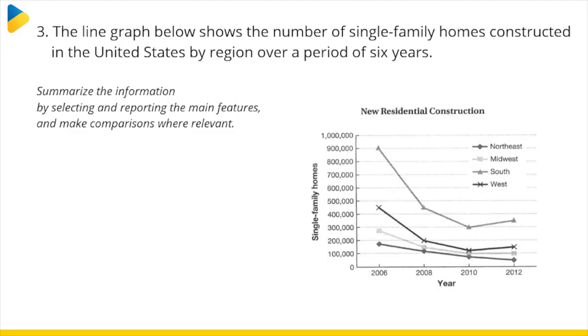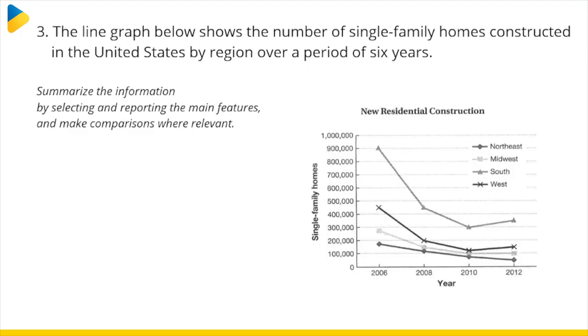The line graph below shows the number of single-family homes constructed in the United States by region over a period of 6 years. So now you have a little bit better idea, and you also know that all this happened in the United States. So let's take a look. We have our title, always make sure you read it, new residential construction. We have different years from 2006 until 2012, and we have these numbers.